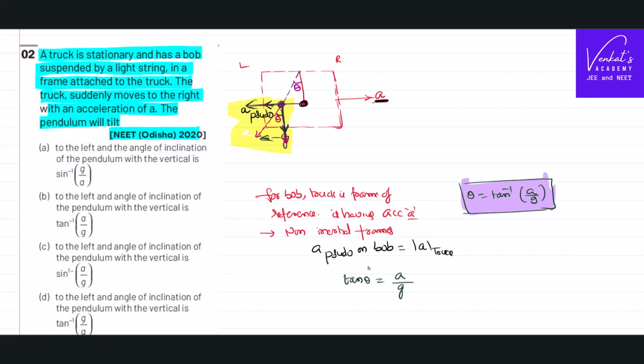So which option is correct? To the left, of course. To the left, these two are correct. Oh, all are to the left, therefore you cannot eliminate options. But sine inverse is not a possibility. Tan inverse is a possibility, but tan inverse of g by a is also wrong. So this is the right answer.